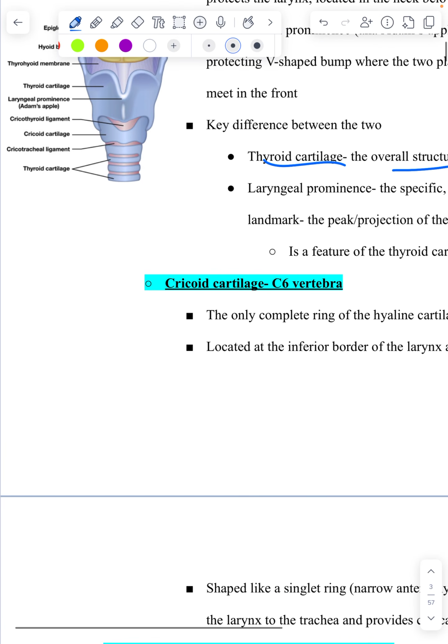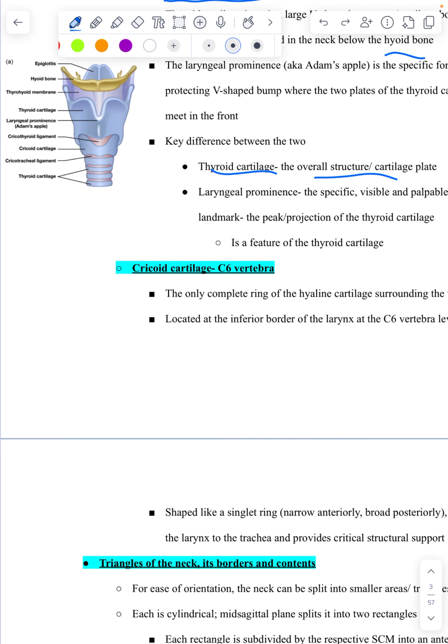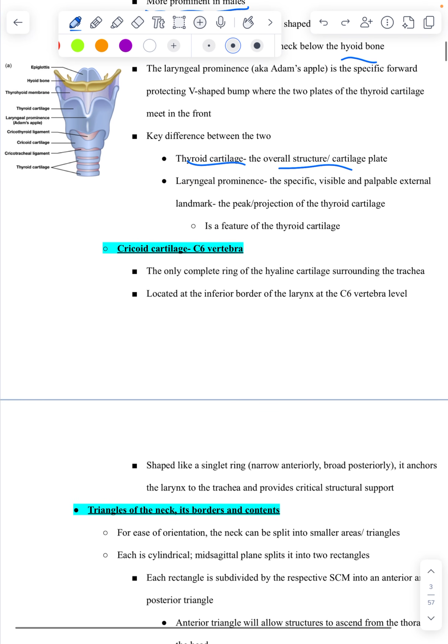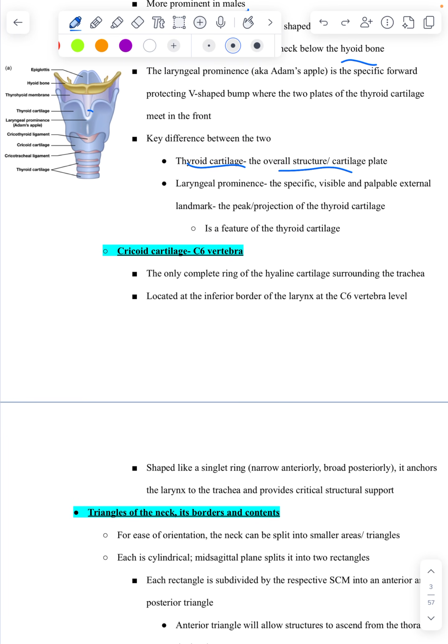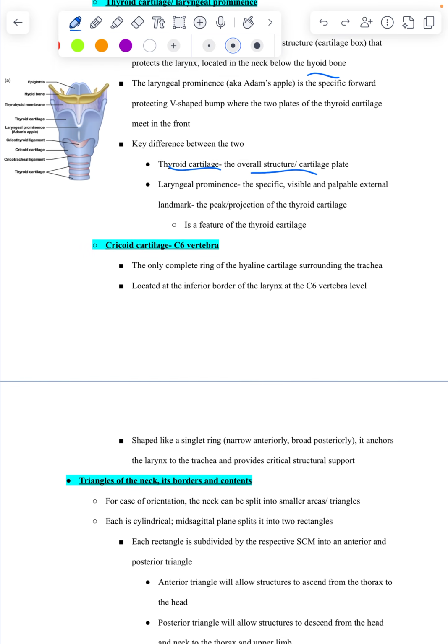Cricoid is right below it, right here. This is important because if you've ever seen, like in TV shows, how if someone can't breathe, they'll do a cric, or a cricothyrotomy. They'll actually use the Adam's apple as a mark of where they need to stab through to open up and create an airway so the person doesn't die.